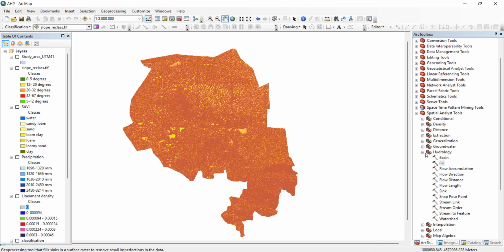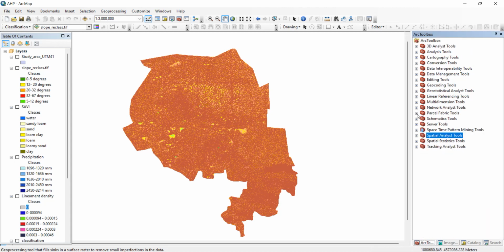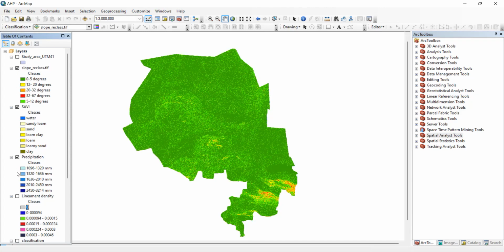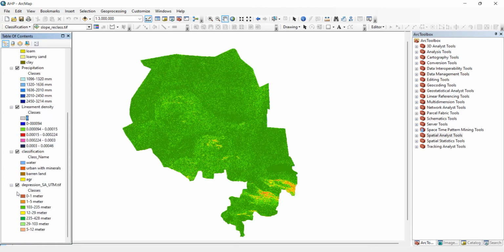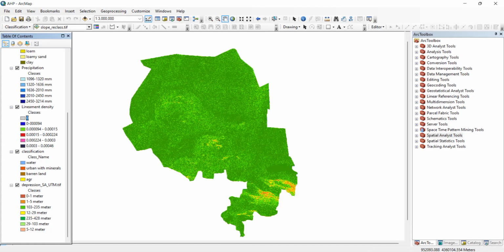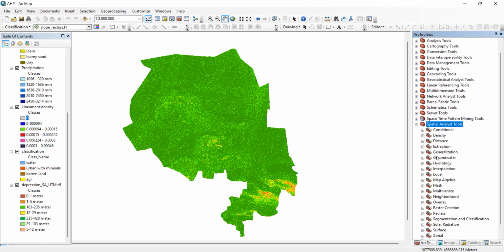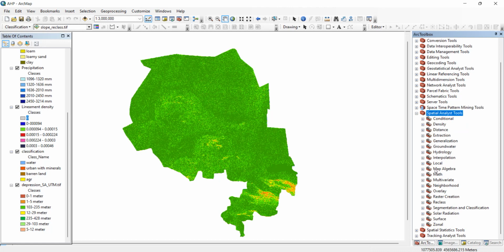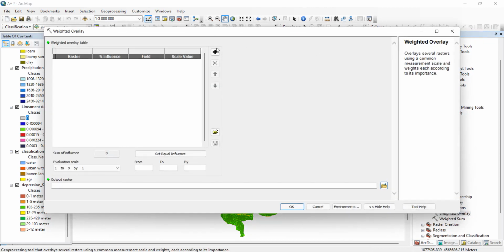The last step is to overlay all the thematic layers with each other in order to find potential groundwater areas. We also derived with AHP analysis the percentage that we will assign to each of our layers. In order to start the weighted overlay, we go to Spatial Analyst tools, Overlay, and this function, Weighted Overlay.